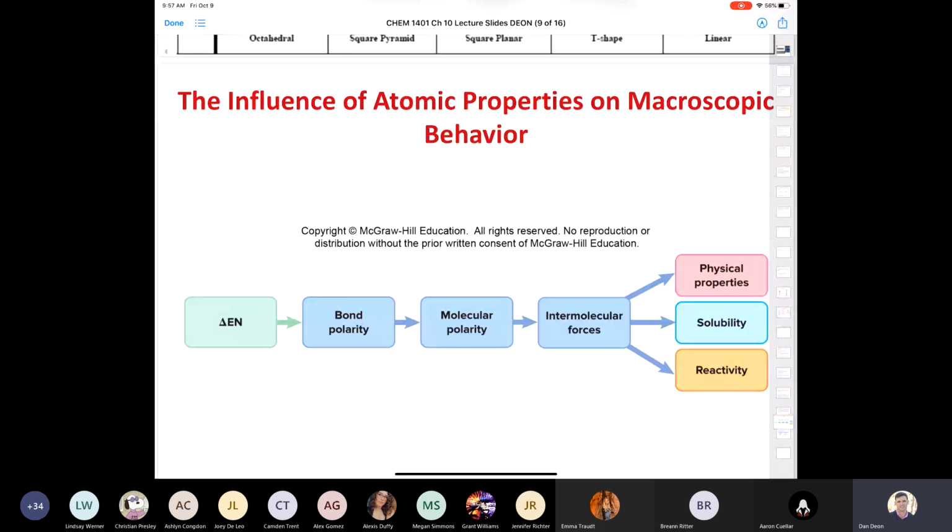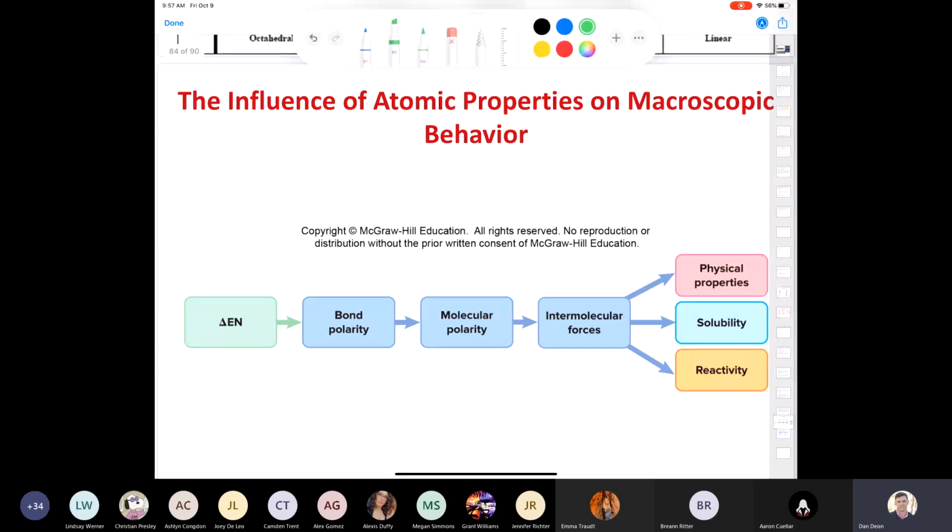What's the point, Mr. Dion? Why do we have to learn all this? Well, the reason why is because in order for you to really understand things like physical properties, melting point, boiling point, refractive index, density, solubility, and reactivity, you have to understand molecular polarity. Okay, this is a big one.